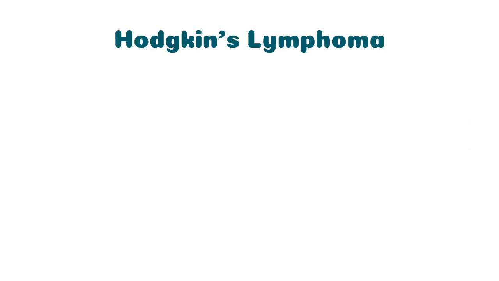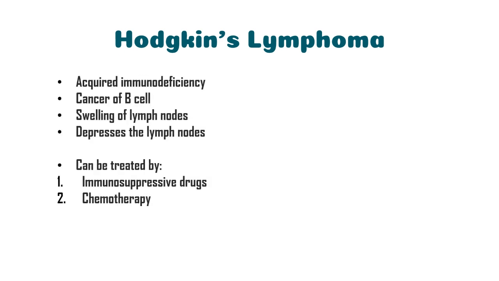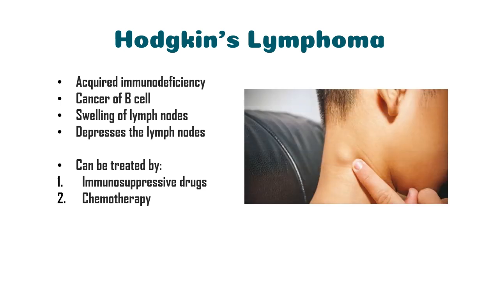We have Hodgkin's lymphoma, which is acquired. It's also known as the cancer of B cells. Non-functional B cells will be produced and they will occupy the lymph nodes, leading to swelling of the lymph nodes. As we know, the lymph nodes are secondary lymphoid organs, the site of B and T lymphocyte activation and differentiation. This condition can be treated by immunosuppressive drugs and chemotherapy because it's caused by cancer.